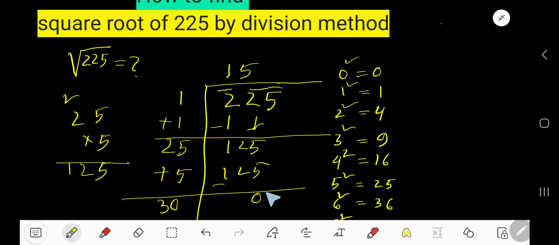We can check like this. Since our remainder is 0, we are done. So the square root of 225 is 15.